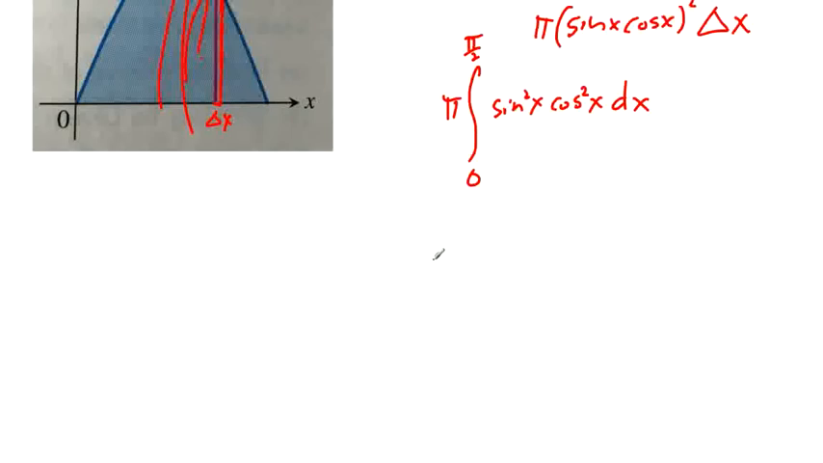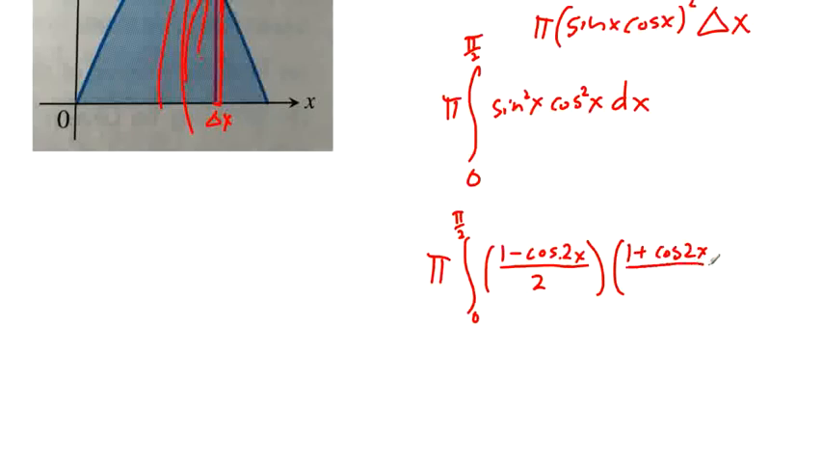And our power reducing formula, this is going to be 0 to pi halves. Well, sine squared of x, its power reducing formula is 1 minus the cosine of 2x over 2. That's right, 2x. And then cosine squared of x is going to be 1 plus cosine of 2x over 2. And this is going to be dx.